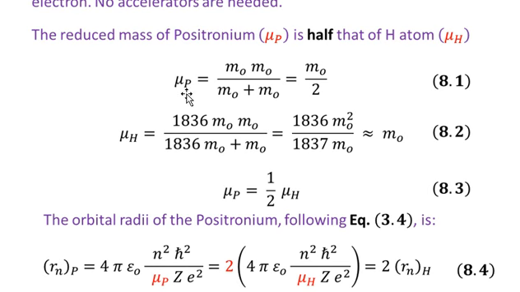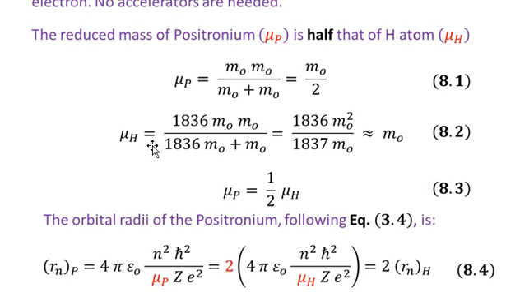You know that in the positronium we have the positron and the electron, both with the same masses. So the reduced mass of the positronium, represented by μp, is equal to m0 into m0 divided by m0 plus m0, and that becomes equal to m0 by 2, as given in equation number 8.1. Now let's calculate the reduced mass of the hydrogen atom.